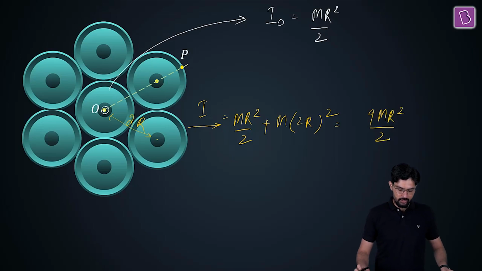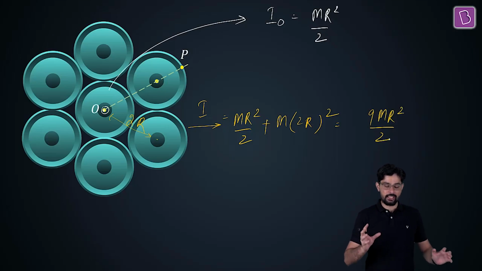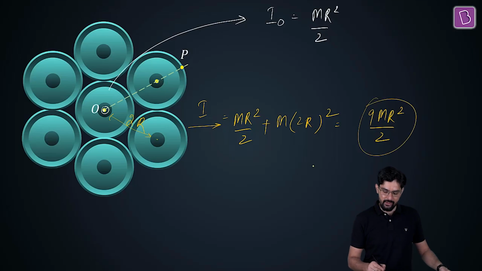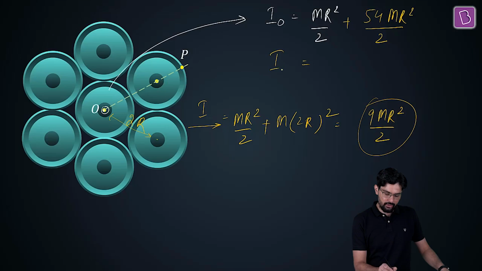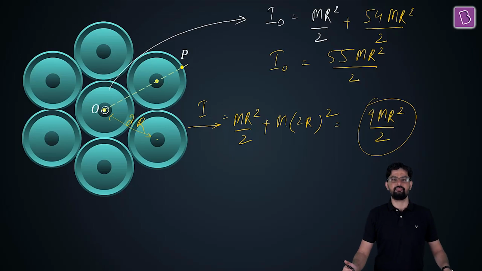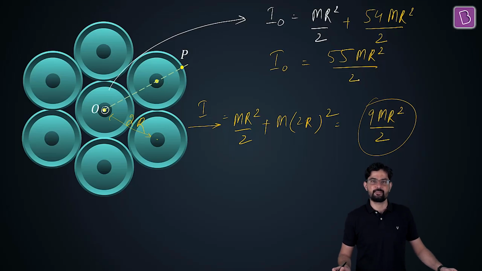And now to find out the moment of inertia of the 6 disks, we can multiply this factor with 6. So this will become 54 mr square by 2, plus mr square by 2 from the central disk. And the moment of inertia of the system about the axis passing through O and perpendicular to the plane is going to be 55 mr square by 2. So far so good, right?